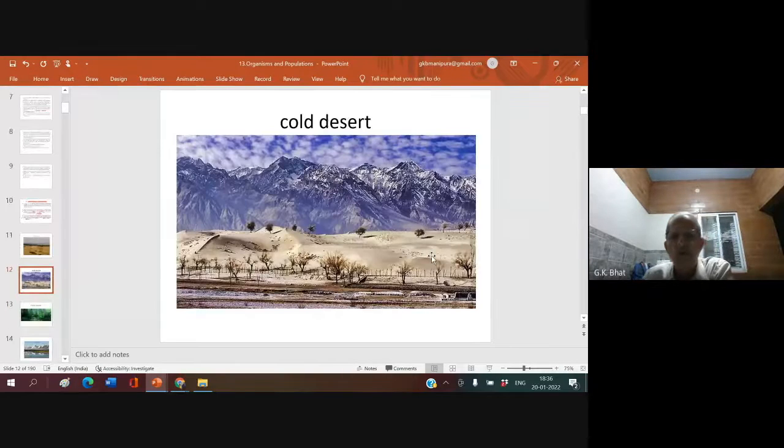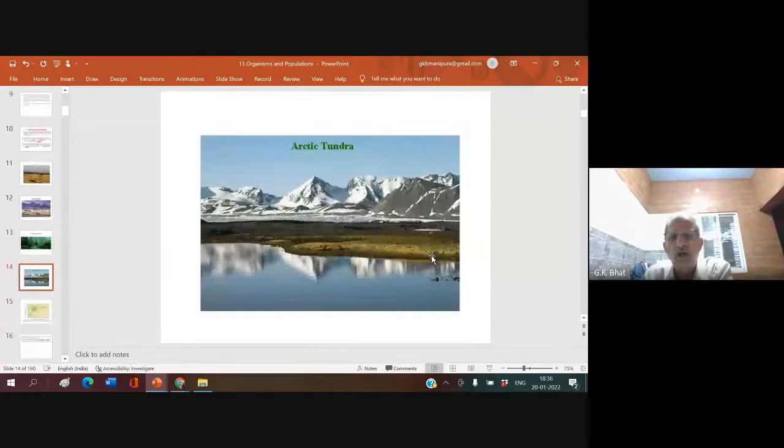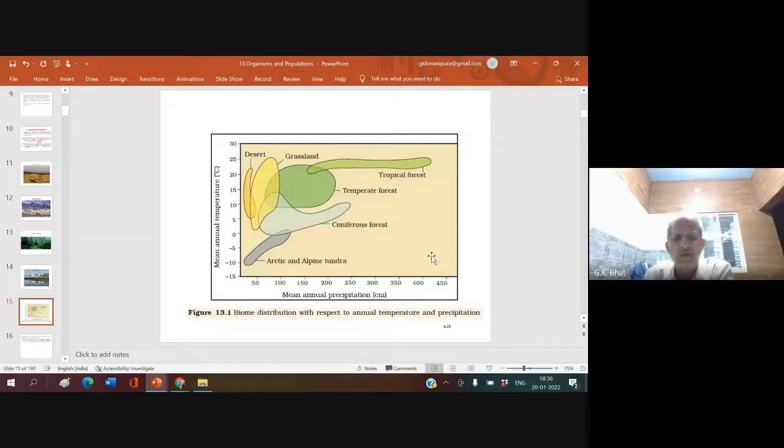And this is the cold desert. And this is the rainforest, tropical rainforest. And this is the Arctic tundra. And this is because of the very low temperature, resulting in the formation of snow and ice. And this is one of the most important diagrams.